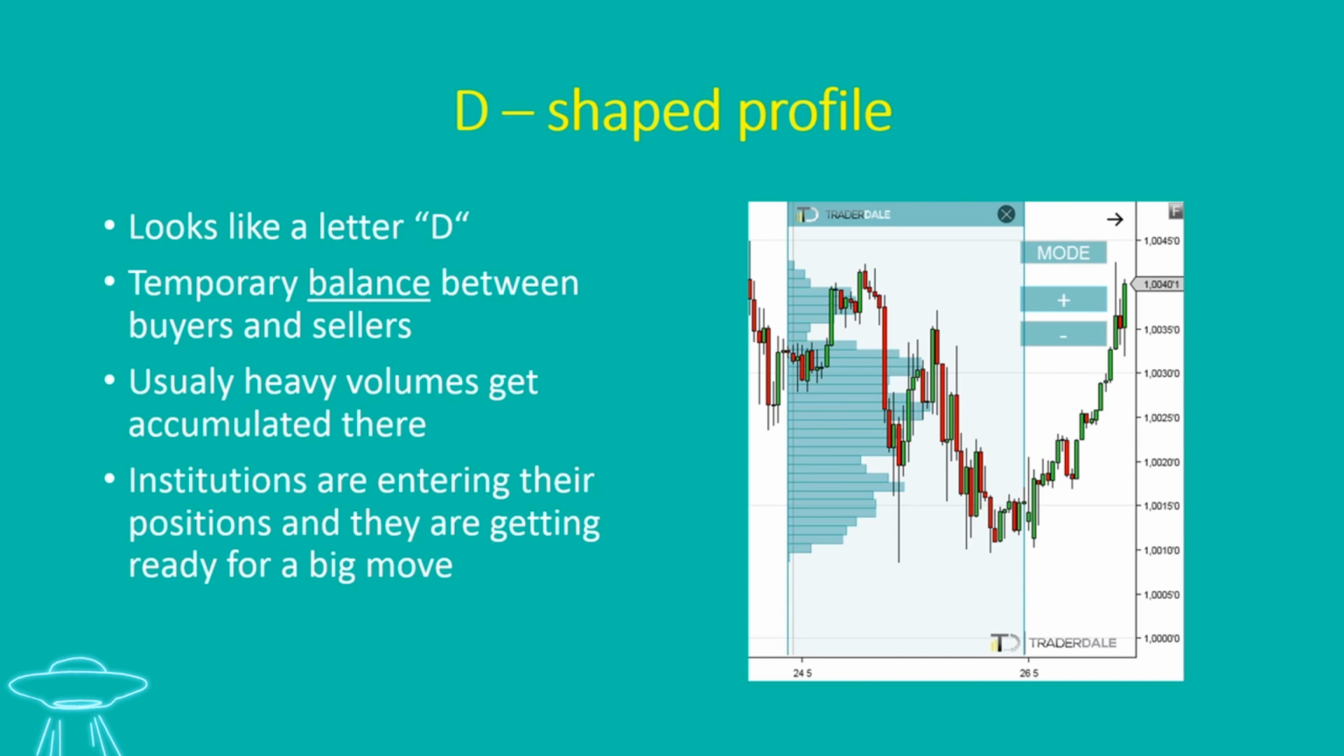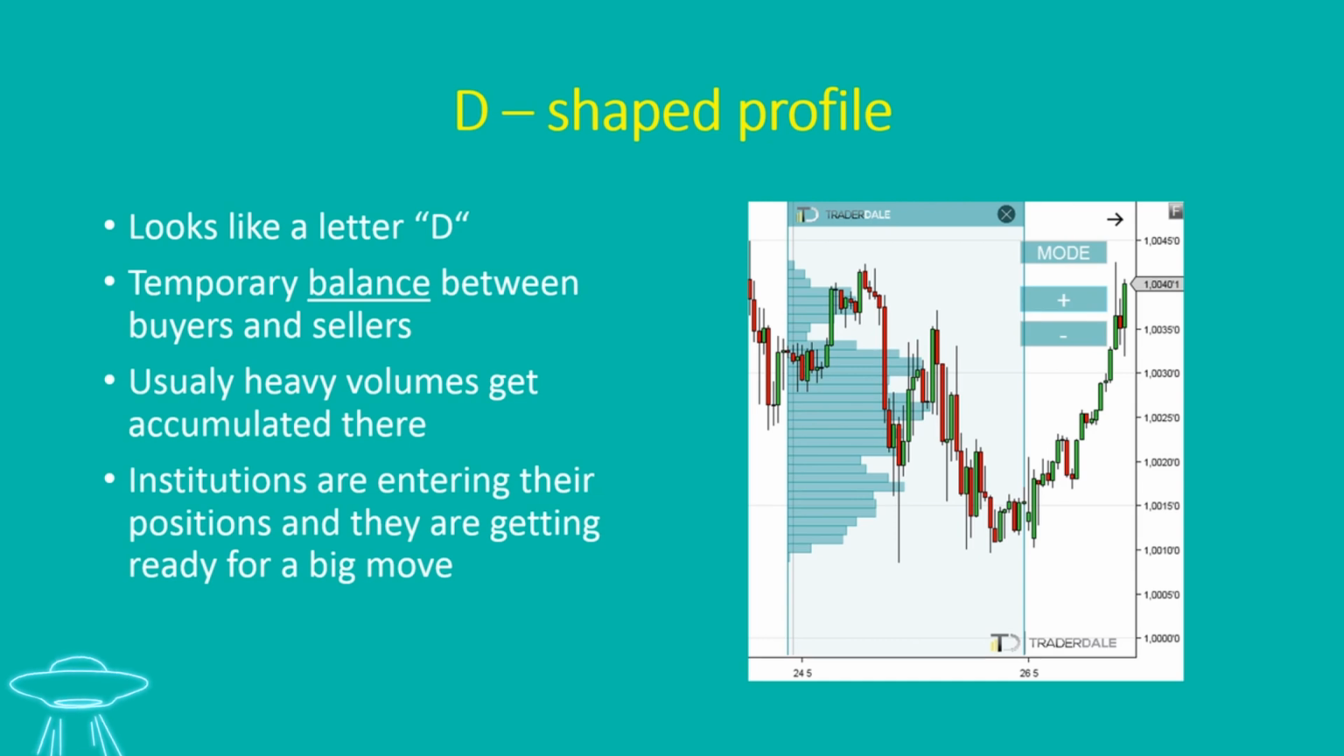The first, most basic one and also the most frequent is the D-shaped profile. It's called D-shaped profile because it has the same shape as a letter D. So if you look at this picture, you can see that more or less the profile is D-shaped. And what D-shaped profile means is that there is a temporary balance between buyers and sellers. Most of the time this means that the price is in a rotation.